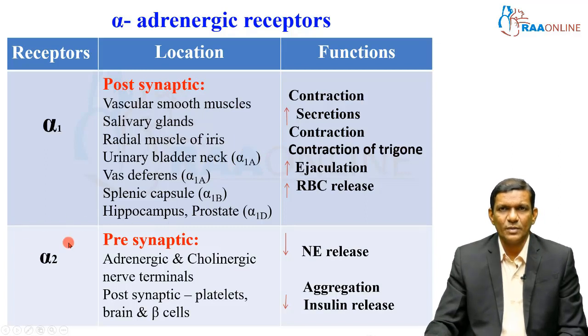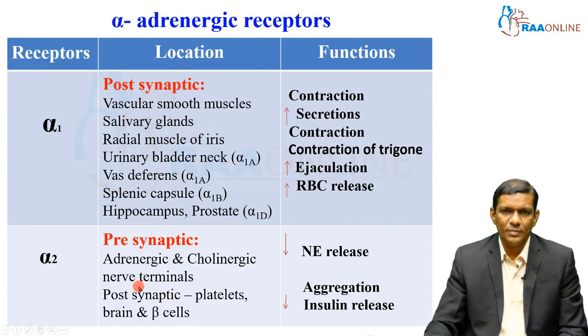Then coming to the alpha 2 subtype, it is mainly presynaptic in the central nervous system. Whenever you stimulate the presynaptic alpha 2 receptors, either in adrenergic nerve terminals or cholinergic nerve terminals, it decreases norepinephrine release. That is why clonidine, which was one of the important antihypertensive drugs used in those days, acts as a presynaptic alpha 2 agonist, thereby decreasing norepinephrine release and acting as an antihypertensive drug.